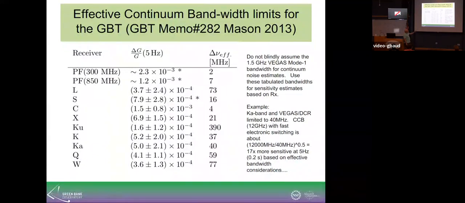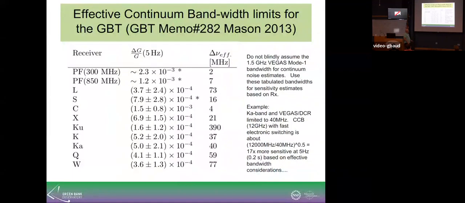There's a memo. You can find the NRAO GBT memos linked to the NRAO library. You can get all of our memos, but this one goes into the details, so if you ever do GBT continuum observations, it's useful to check that memo out. With the DCR, the Ka band is limited to 40 megahertz of effective bandwidth. When you use the CCB backend, you can effectively use the full 12 gigahertz of the band. So you have the power of the full 12 gigahertz of the receiver, versus only being able to use a little bit of the receiver for the continuum sensitivity.